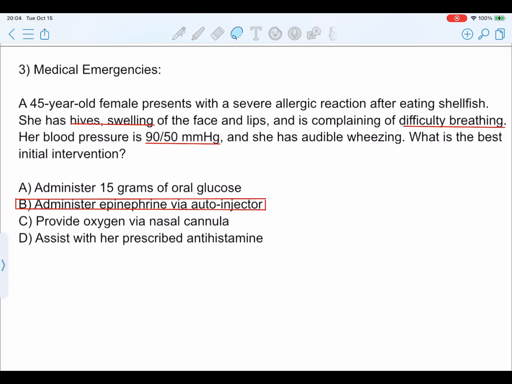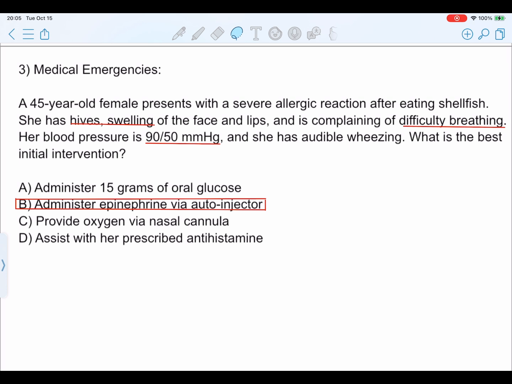Providing oxygen via nasal cannula. We probably would give oxygen at some point, and it would probably be at a higher flow rate than what a nasal cannula can support. But we're not going to give oxygen right now because right now she can't breathe. She has difficulty breathing. Her airway's swollen. We're not going to add oxygen to that because she can't breathe right now. So we're going to open up her airway with the epinephrine, which is why B is correct.